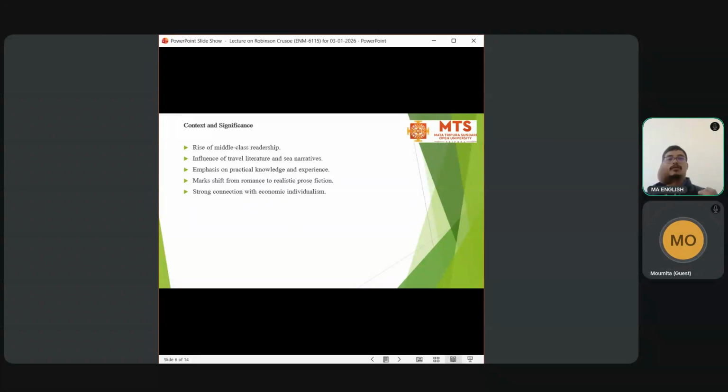So accounts of voyages like shipwreck. Do you know shipwreck? We don't call it ship accident, right? It is shipwreck, and distant lands attracted readers. So Daniel Defoe used these influences to shape Robinson Crusoe. However, instead of presenting a heroic fantasy, he focused on realistic details like farming, building shelter, making tools, and managing resources.